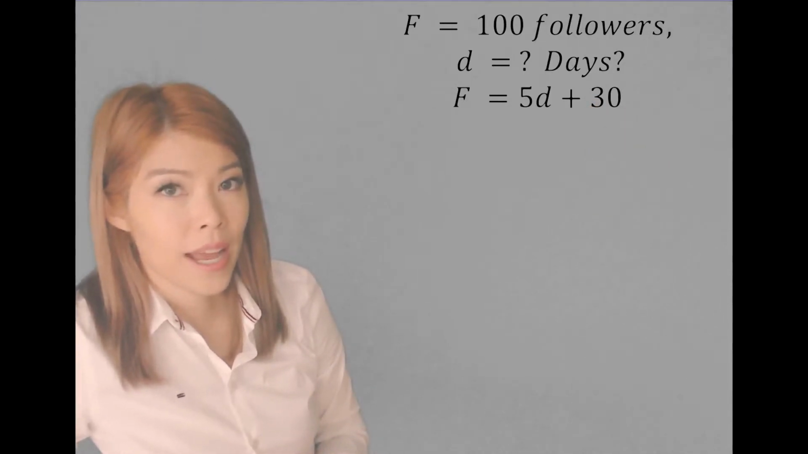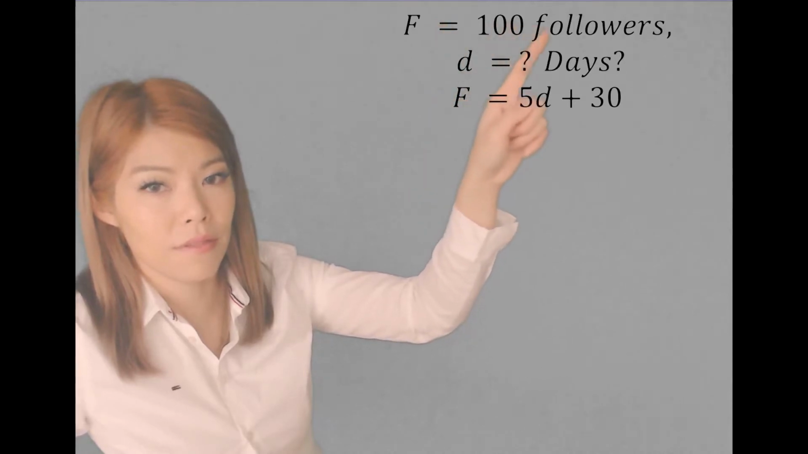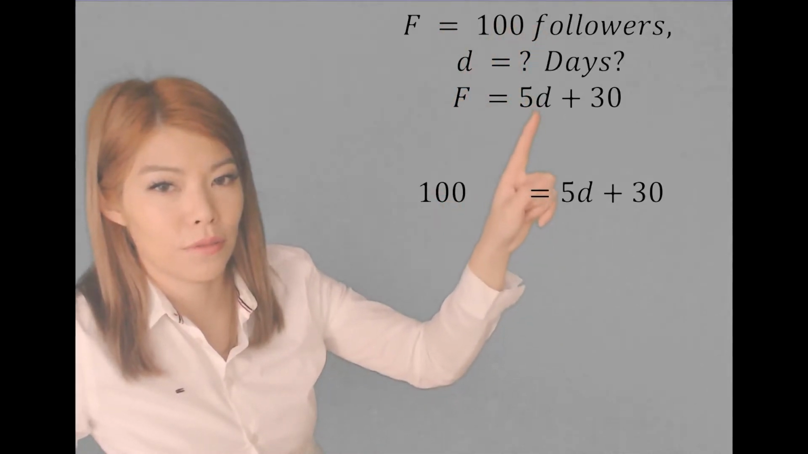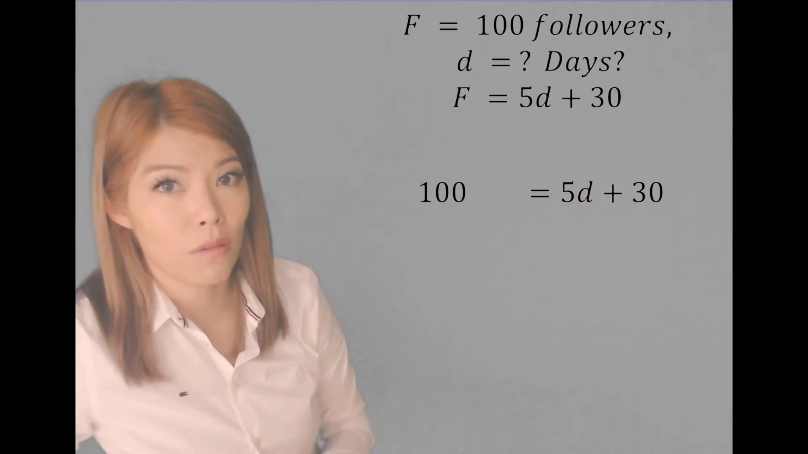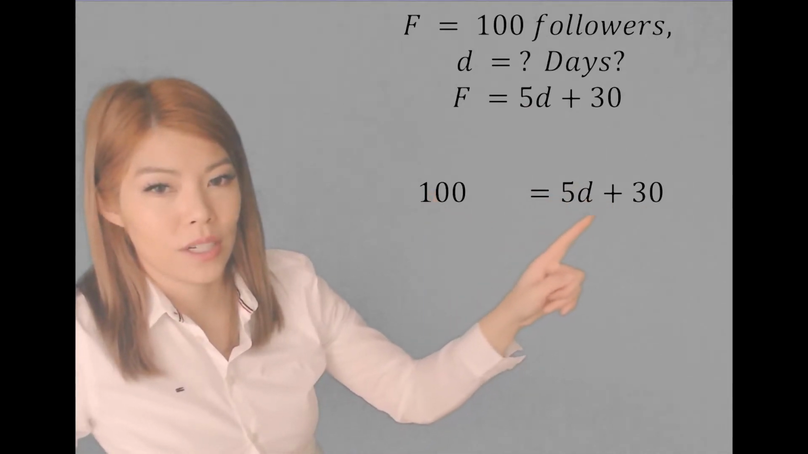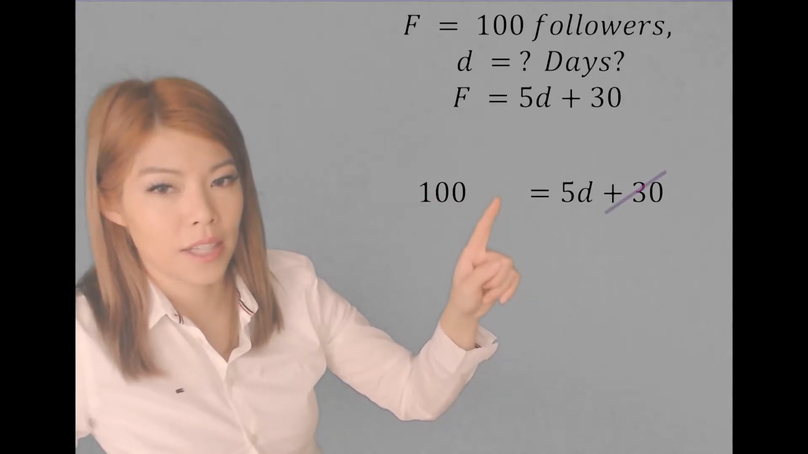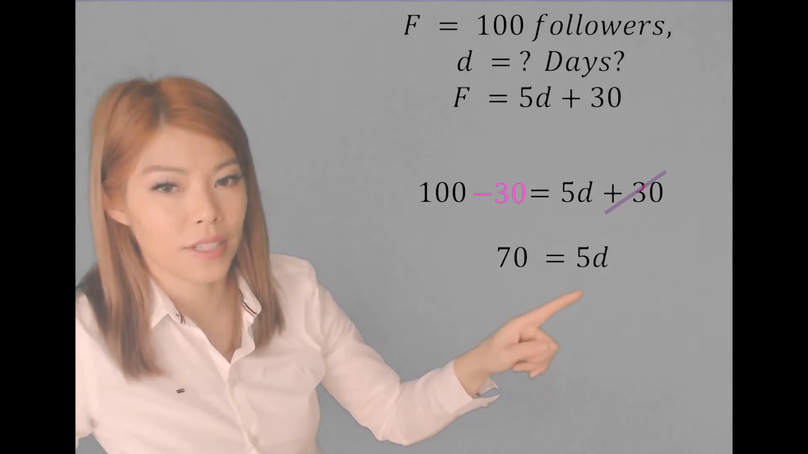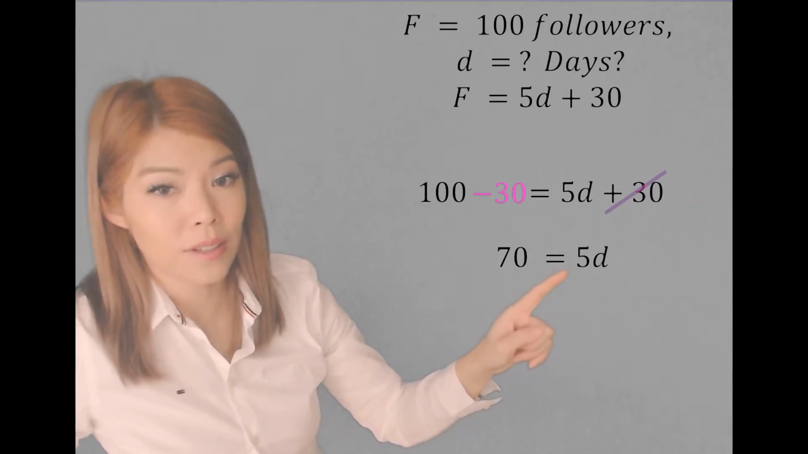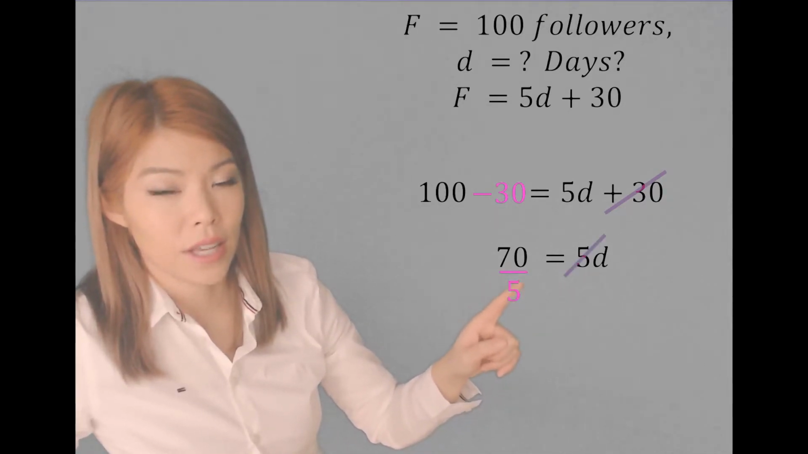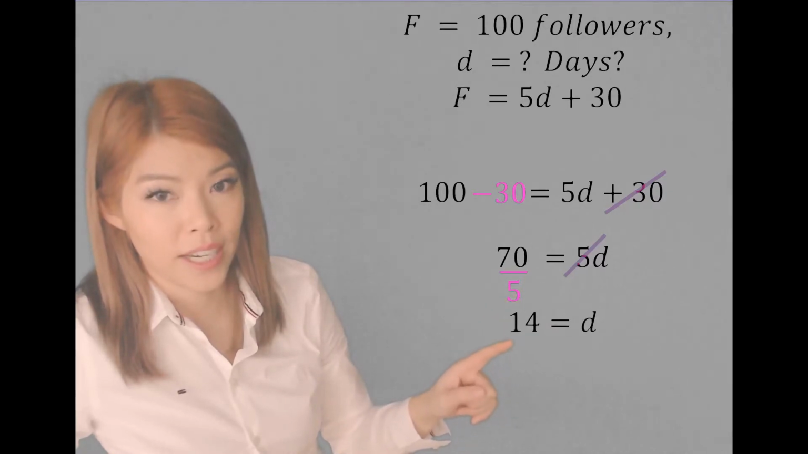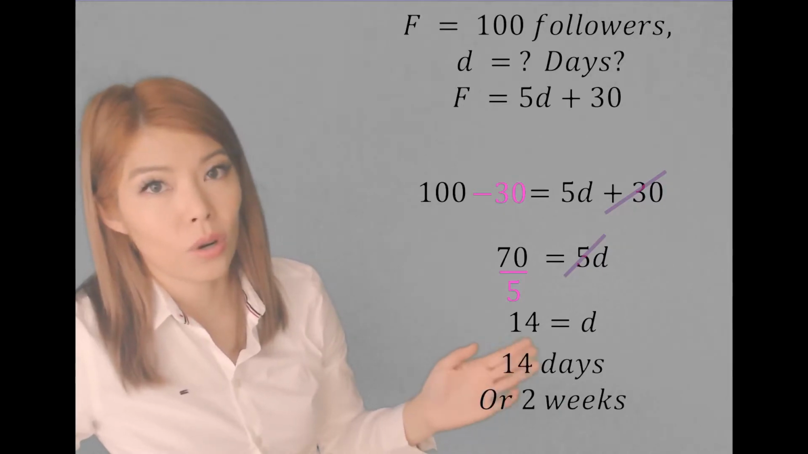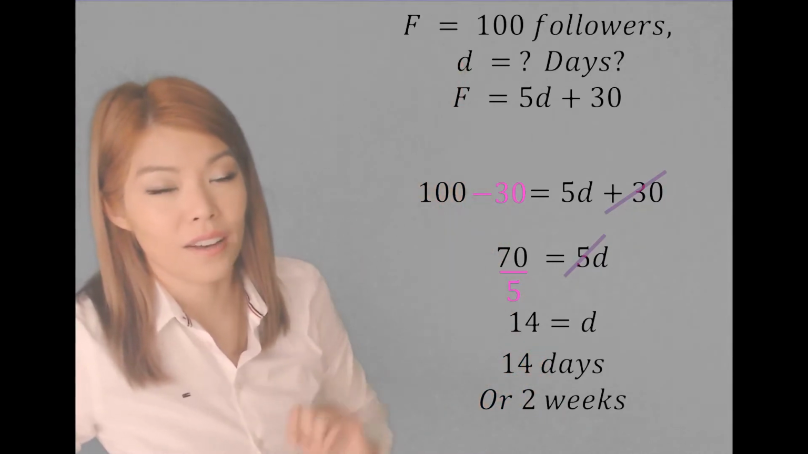So now, how do we answer the question? We just plug in 100. So we get 100 equals 5D plus 30. Now we solve for D. How do we get rid of the 30 on that side? We minus 30 on both sides. So now we have 70 equals 5D. We have to get rid of the 5 now, so we divide by 5. So 70 divided by 5, we get 14. 14 days. So after 14 days or 2 weeks, we have 100 followers.